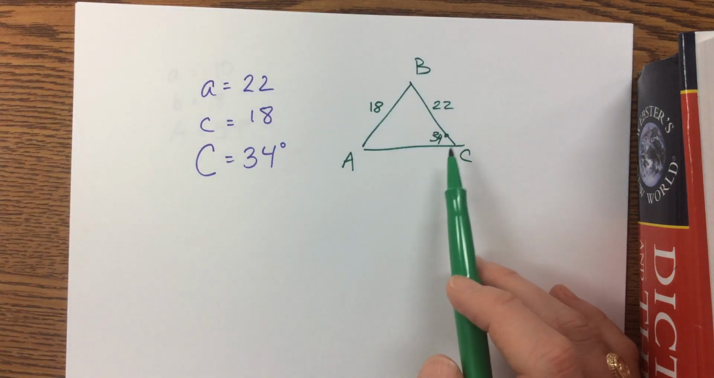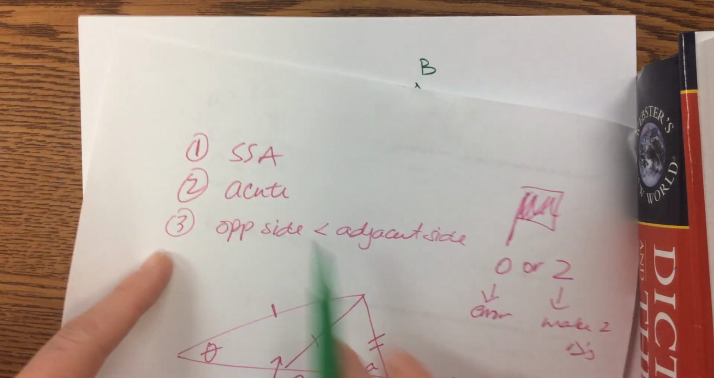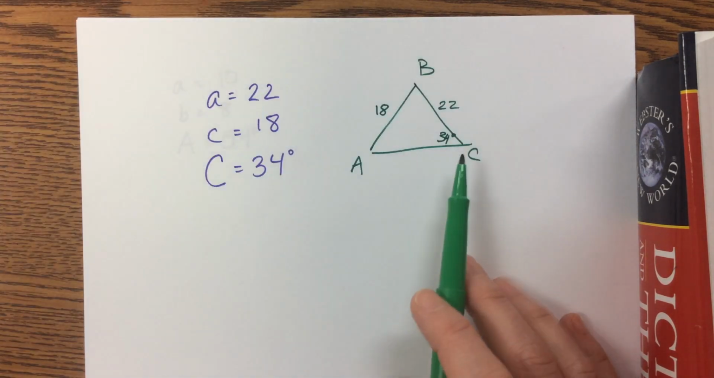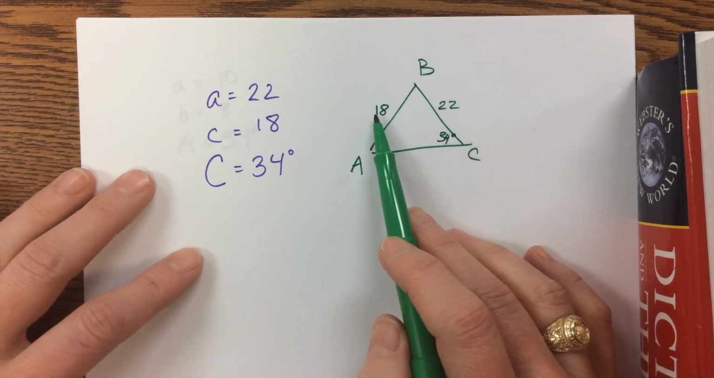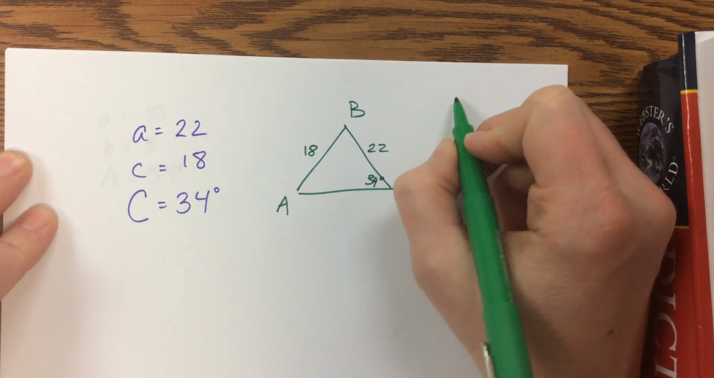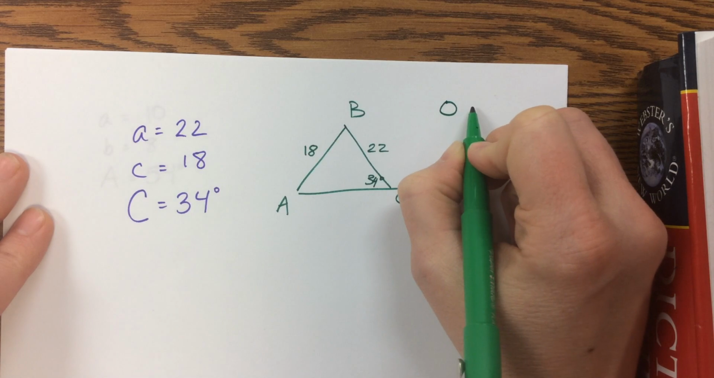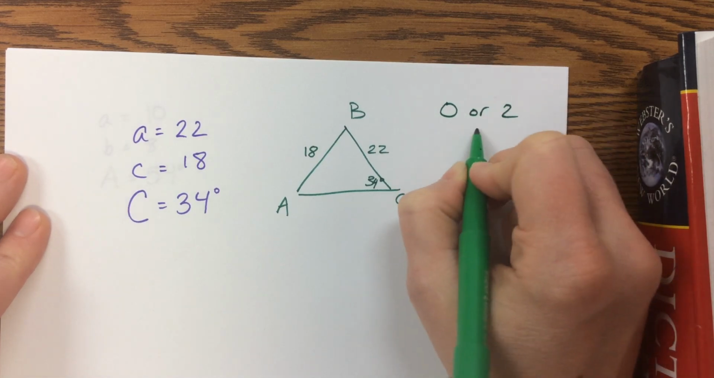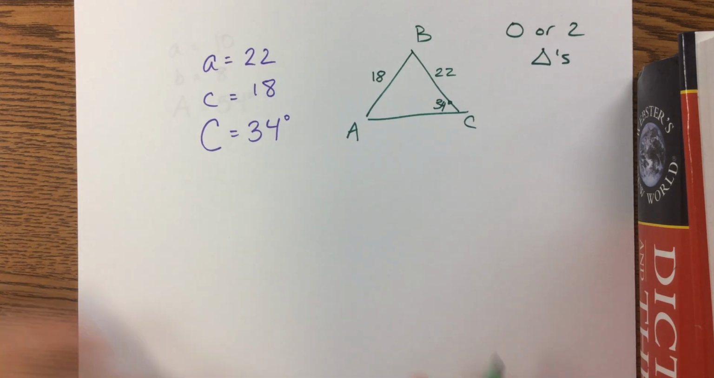Okay, so let's look at this particular problem. We've got an acute angle. We've got angle side side. So far we have met the first 2 requirements. The third requirement said that the opposite side has to be less than the adjacent side. Since the opposite is less than the adjacent, using Miss Deloach's style, this has either 0 or 2 triangles. Let's play with our numbers and see what happens.